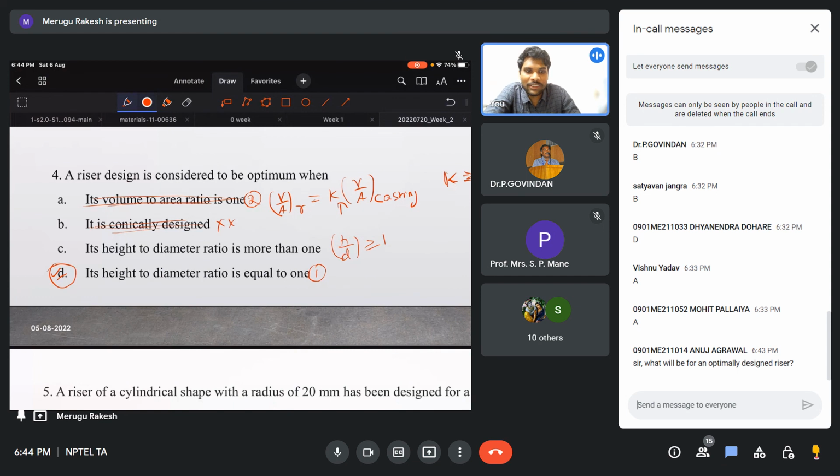Suppose there were two derivations done in class, then option C is correct. Height to diameter is more than 1, and it should be equal to 1 also, because they are not specifying which riser. So this option will not be true, because they would have to say more than or equal to. Then only C will be correct. Otherwise D is the most appropriate answer for this question.